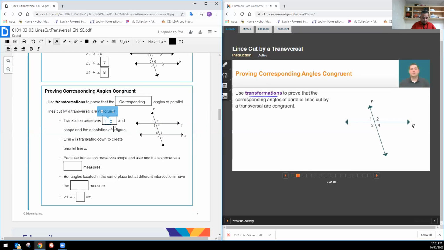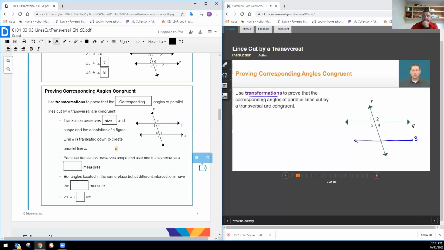That's actually really useful information to us because looking over here at this diagram, we can see an intersection of line R and line Q and the four angles that are created. Now imagine I take line Q and I translate it down. So I'm going to slide it down line R, creating a parallel line. I'm going to call that line S.